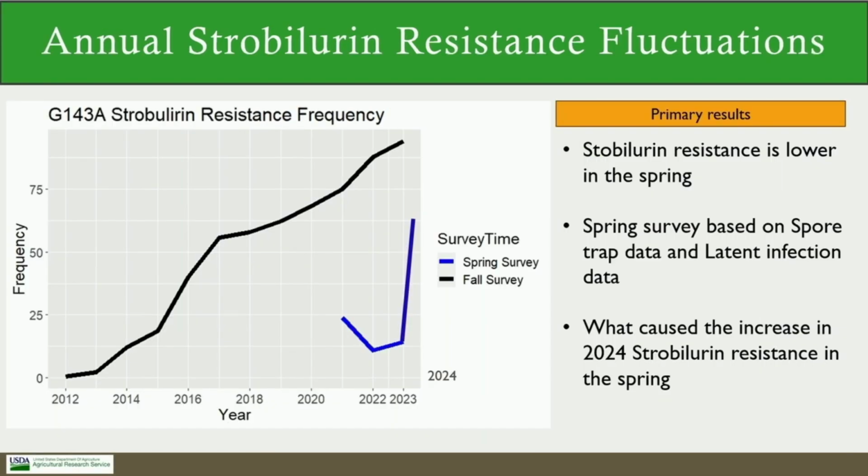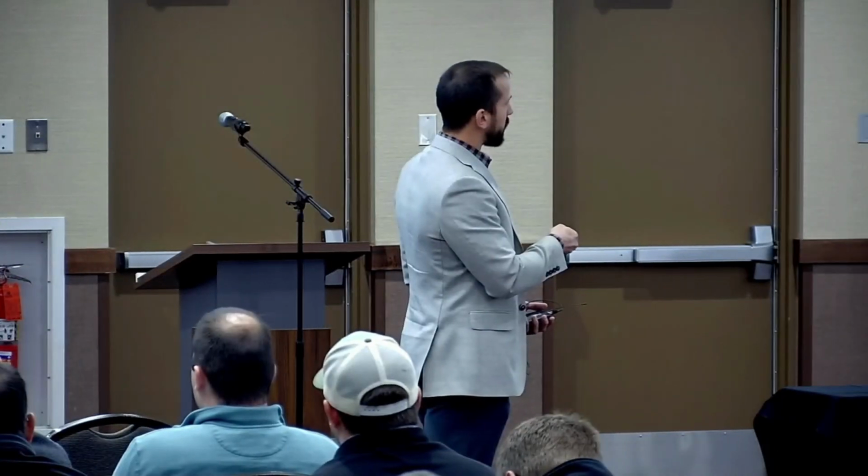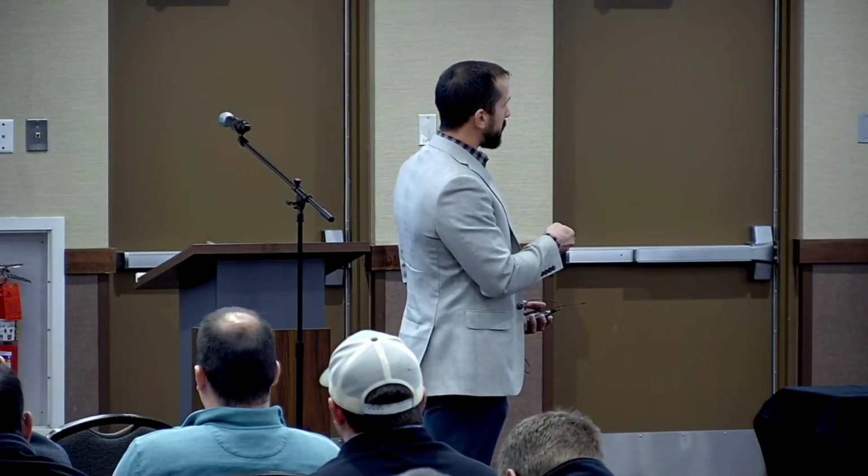and so this is the difference in strobe resistance that we saw this year. So if you look at our end of the year testing, we typically see high prevalence of strobilurin resistance in Dr. Secor's fungicide testing. However, in the spring, we would see significantly lower levels of that. And this year, we detected a lot more resistance early than we would have thought.